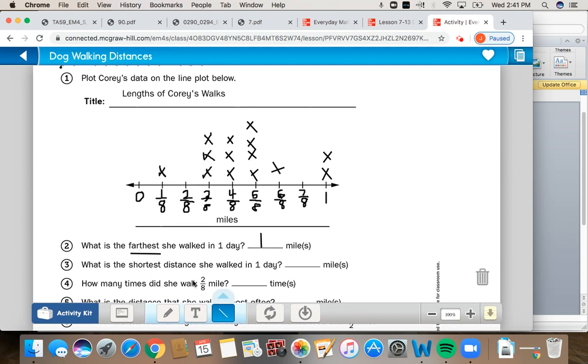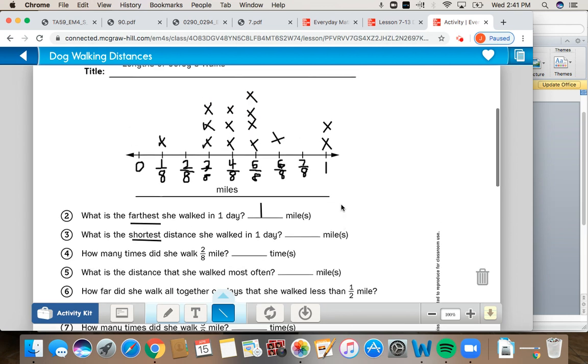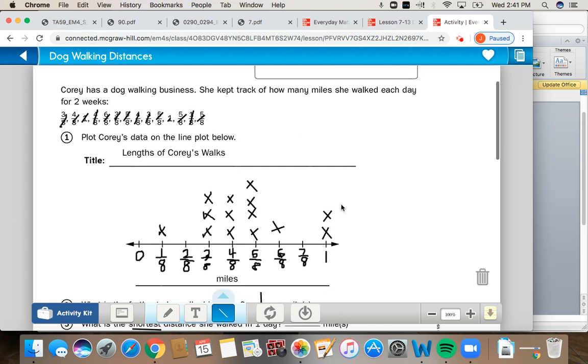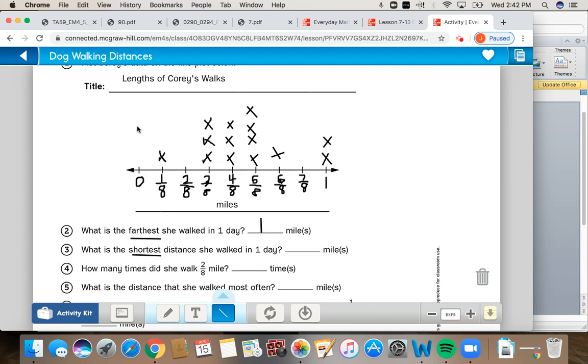All right, let's take a look at number 3. What is the shortest distance she walked in 1 day? The shortest distance she walked in 1 day would be the smallest number, but it's not 0 because she never walked 0 miles. So what would it be if it's not 0? Did you say 1/8? Remember, we always want to make sure that we're using the numbers where we have data.